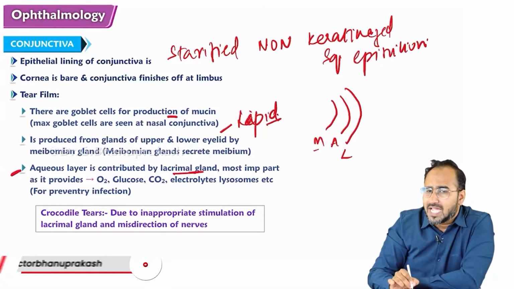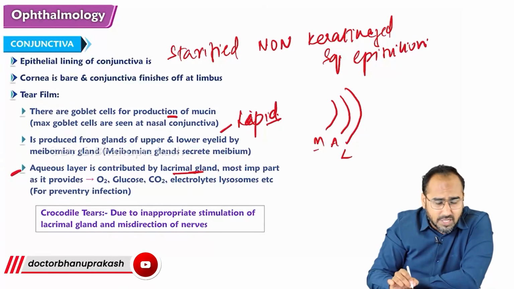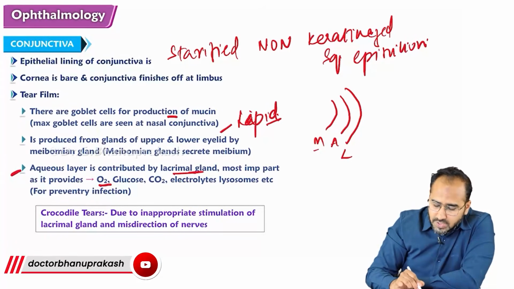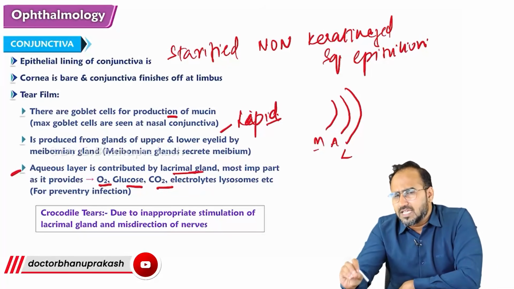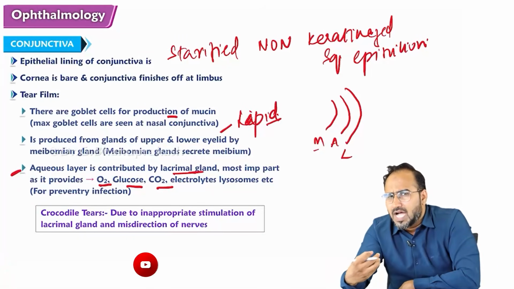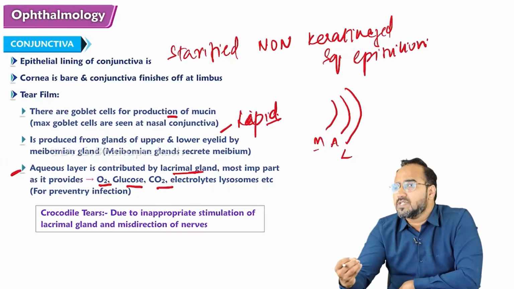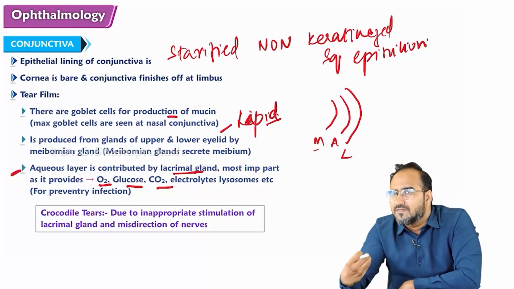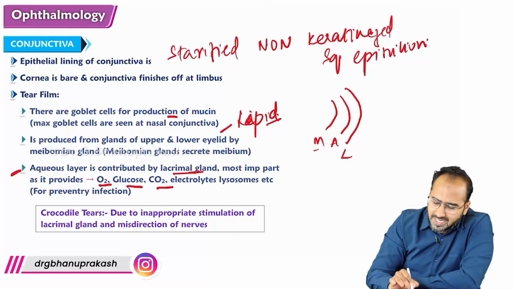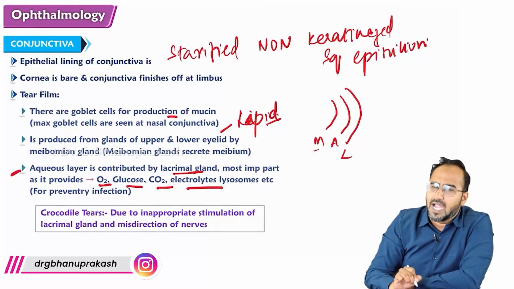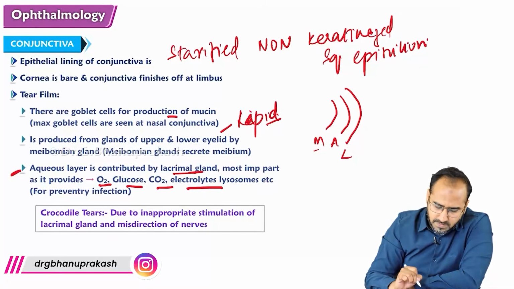And what is the function of the aqueous layer? It is the most important layer of the eye, guys. It provides oxygen, glucose, carbon dioxide. Basically, it is the thing that is providing nutrition to the eye. I'm not talking about aqueous humor, guys. I'm talking about this tear film aqueous layer. It provides oxygen, glucose, carbon dioxide, electrolytes, lysozyme to the eye that prevents any infection also, right?